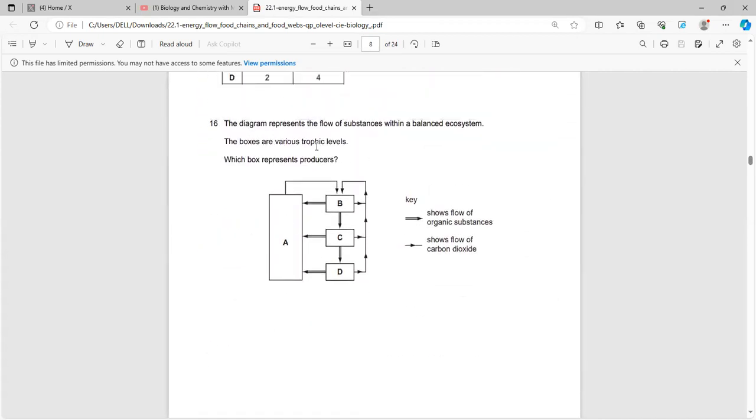Now in question 16, which box represents producers? What is the function of producers? Producers basically take in carbon dioxide and emit oxygen out. And the double arrow as depicted shows the flow of organic substances. You can see that if we talk about option B, the flow of carbon dioxide is out as depicted, and the double arrow shows the flow of organic substances. Organic substances are returned by the producer back to the soil.